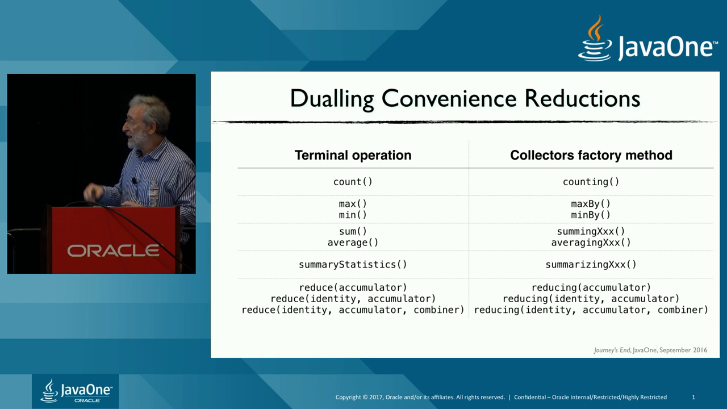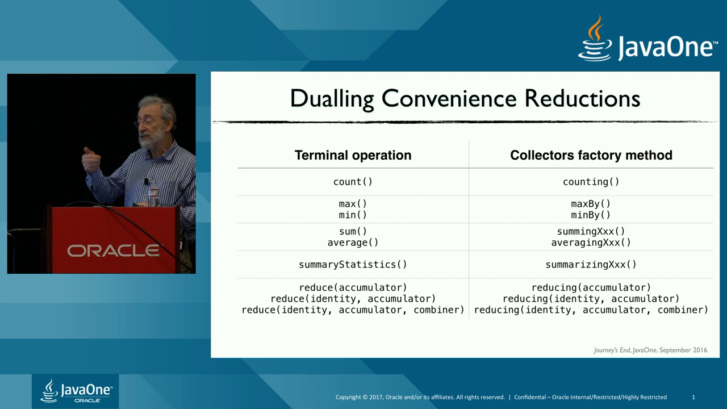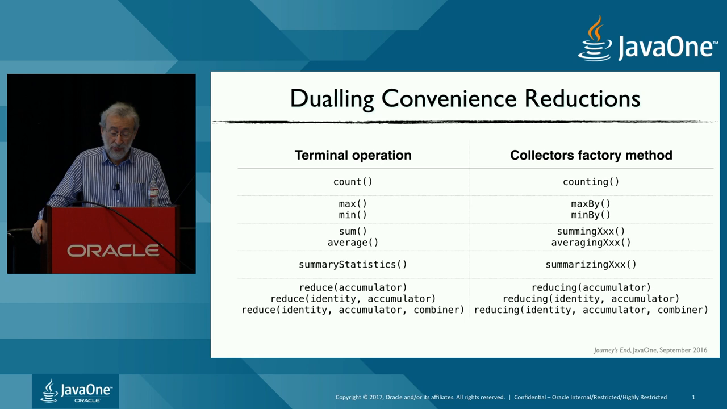Then summary statistics gives you the sum, the count, the minimum, the maximum, and the average. So that's a kind of useful object, and again, you can get that both ways. And even the reductions can be done like that. Okay.